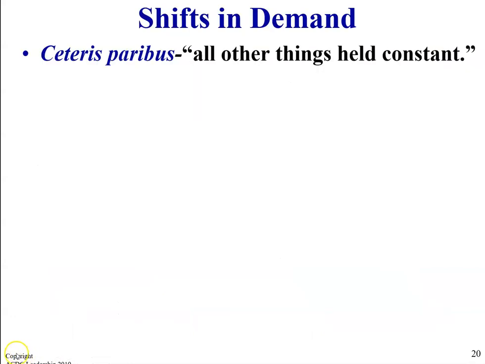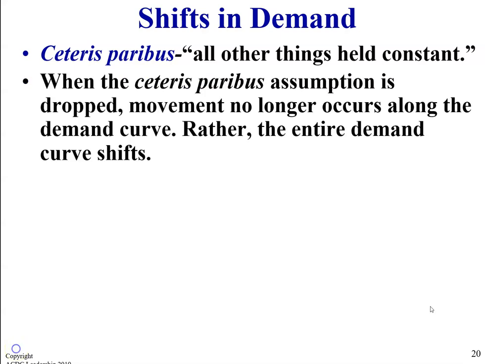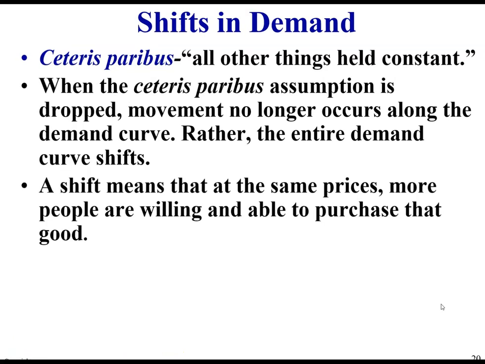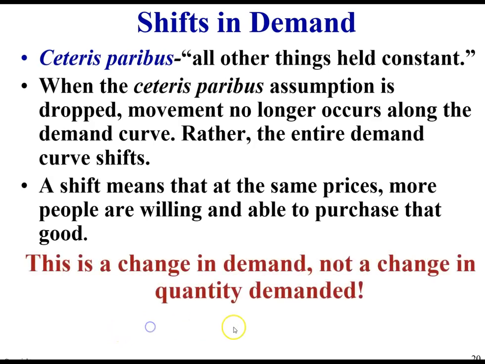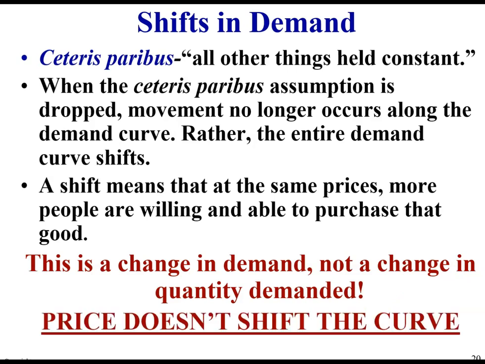Shifts in demand if we hold all other things constant. When the ceteris paribus assumption is dropped, movement no longer occurs along the demand curve. Rather, the entire demand curve is going to shift. And a shift means that at the same prices, more people are willing and able to purchase that good. There is a change in demand, not a change in quantity demanded. So if the only thing that's changing is the price, the demand curve is not going to shift.